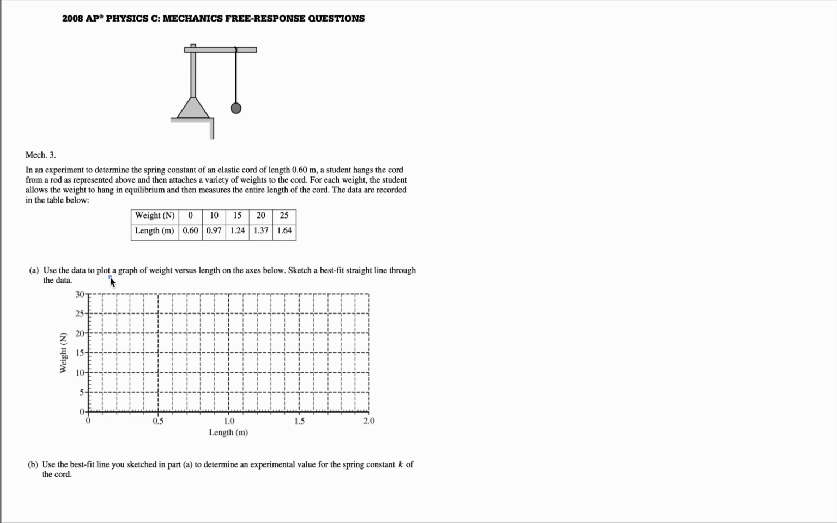Part A. Data: plot a graph of weight versus length on the axes below. So thankfully we don't have to do too much thinking. 0.6, 0; 0.97, almost 1, 10; 1.24, almost 1.25, 15; 1.37, almost 1.4, 20; 1.64, almost 1.6, 25. And we have to sketch that best line of fit. And it's straight.